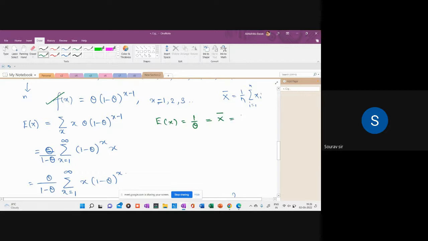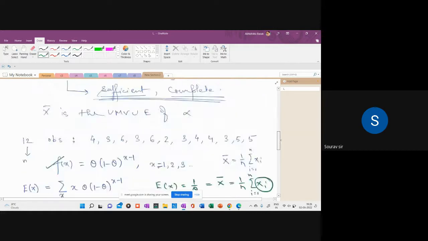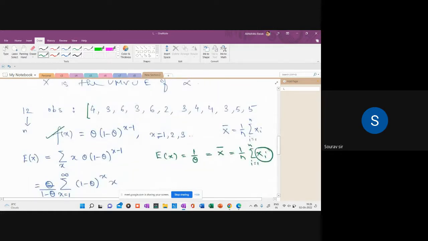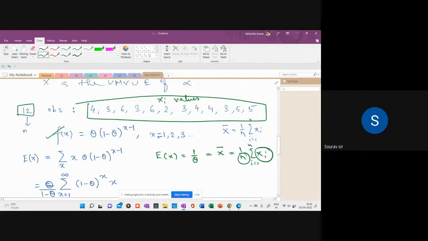So now my first order moment, expectation of x, I got as 1 by theta, which should be equal to my x bar, which is 1 by n summation xi. Okay, from this I need to equate it and get the value of theta. So where am I supposed to get this value of summation xi? From the values which I have written over here. These are my xi values, and the value of n is 12. Okay, so I need to add them up. So let's open a calculator and add them up.